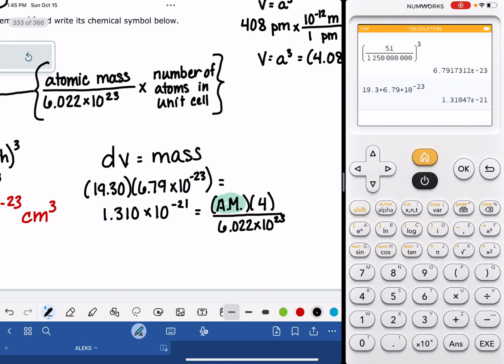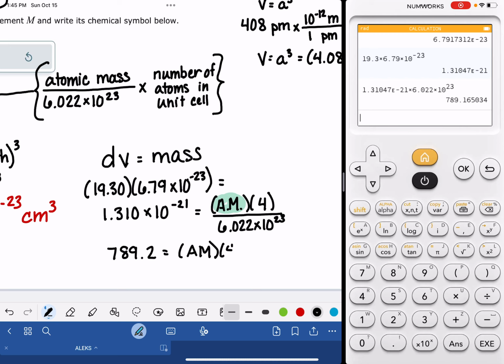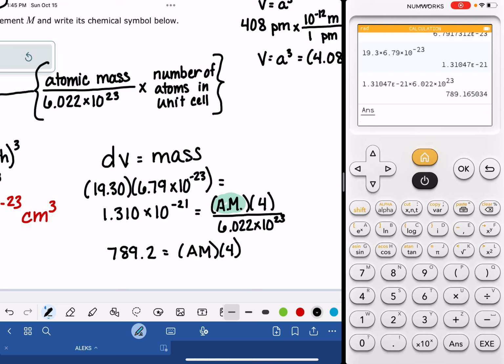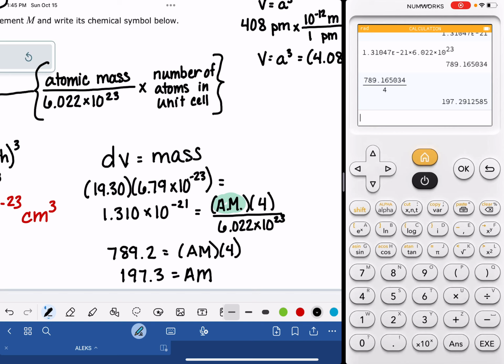So I'm going to begin by multiplying both sides of this equation by 6.022 times 10 to the 23rd. And so that's going to give me 789.2 is equal to my atomic mass, which I don't know, times 4. I'm going to divide both sides of the equation by 4. And this gives me 197.3 as my atomic mass.